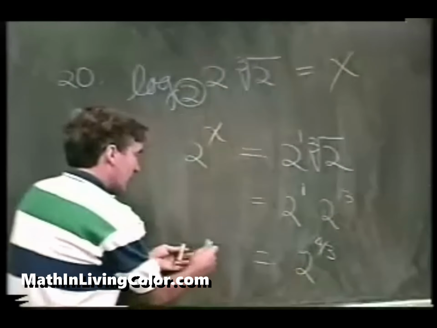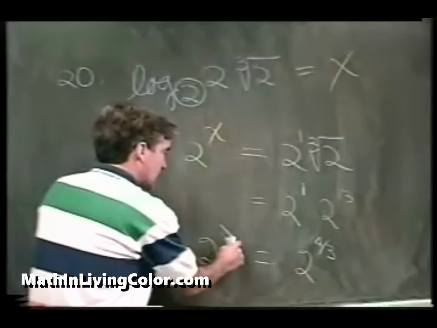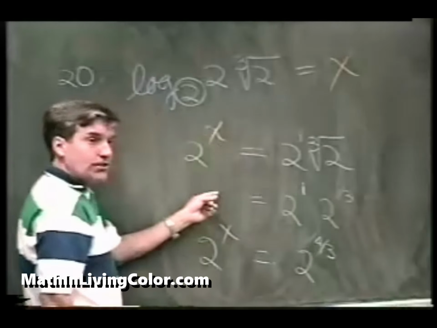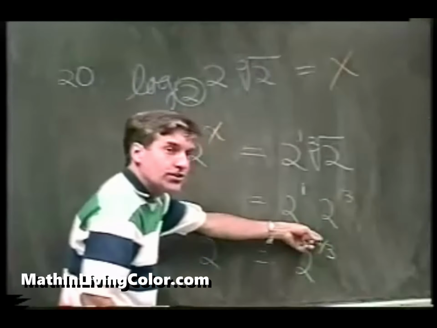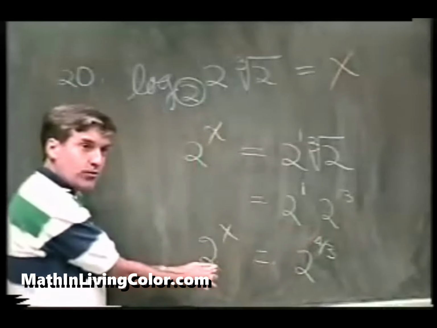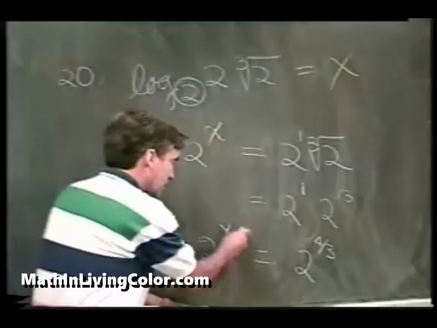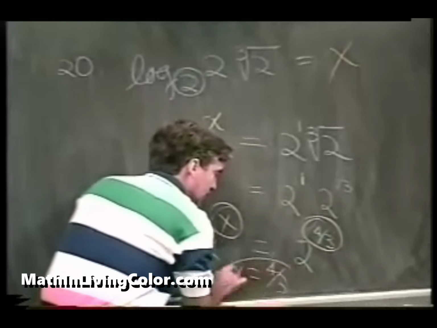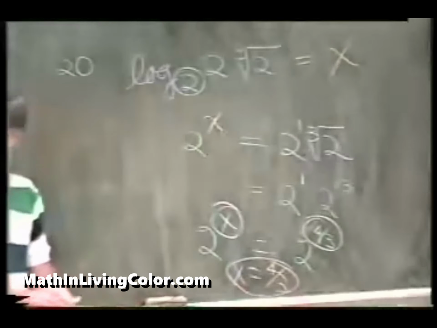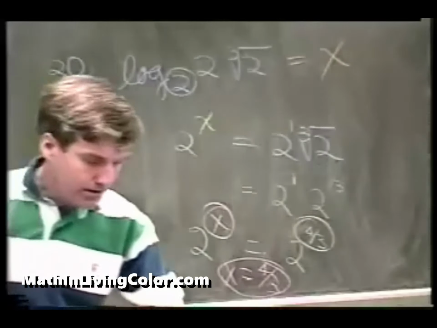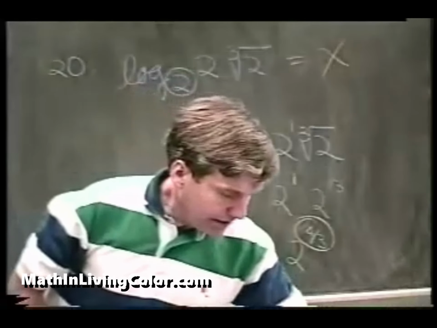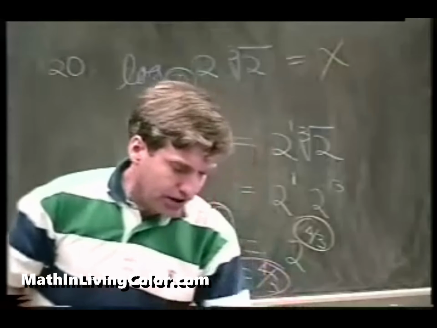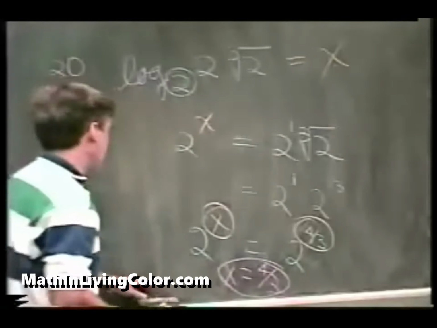Right? So we got 2 to the x equals 2 to the 4/3. Same base number. They're equal. Therefore, what? X equals 4/3. So x equals 4/3. Is there any question on that? Okay. All right. Now, something different happens in number 24.